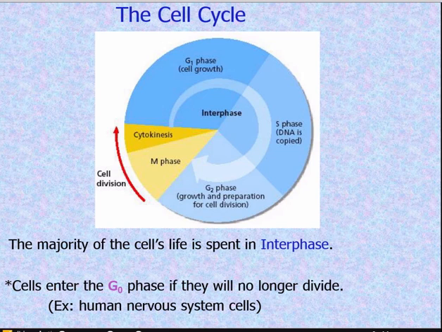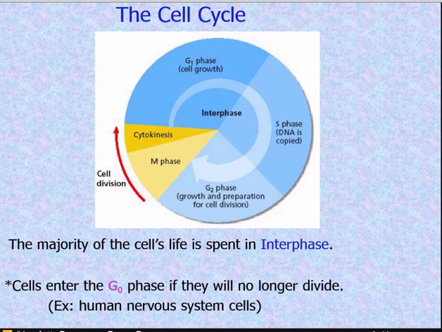The majority of the cell's life is spent in the stage called interphase, which is that entirely blue stage. A very, very tiny portion of its life is actually spent in the mitosis phase, not unlike a human female. The majority of her life, she's not pregnant. Just a tiny part of her life, she might be pregnant.